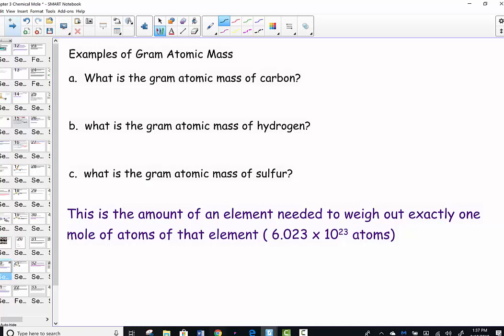On a piece of paper to turn in today, tell me the gram atomic mass of carbon, of hydrogen, and of sulfur. When I define the term gram atomic mass, I'm telling you that I want to know how many grams to get exactly 6.023 times 10 to the 23rd atoms of each of those elements. Friends, sometimes I abbreviate that, gram atomic mass. How much would you weigh out to get a whole mole of each of those elements?